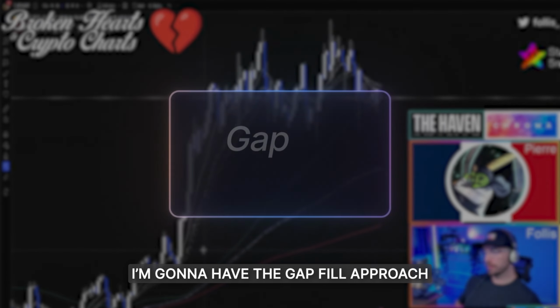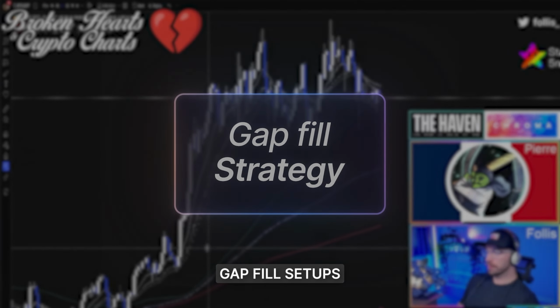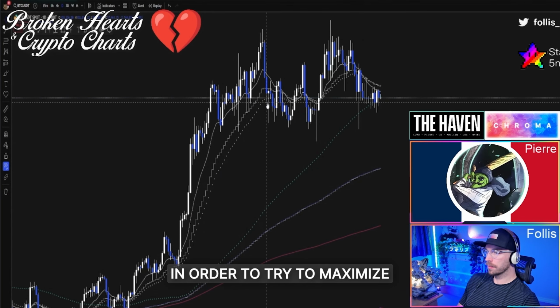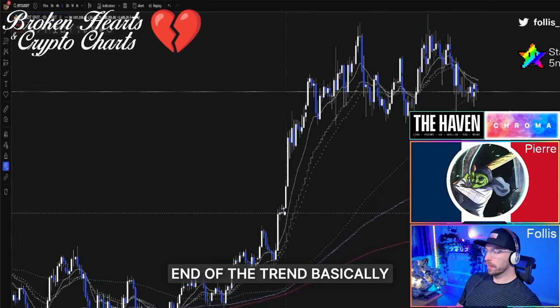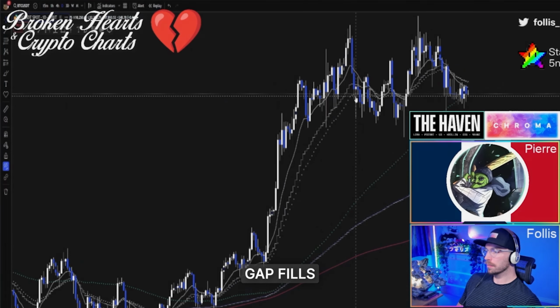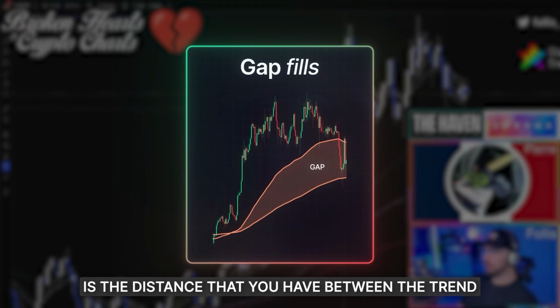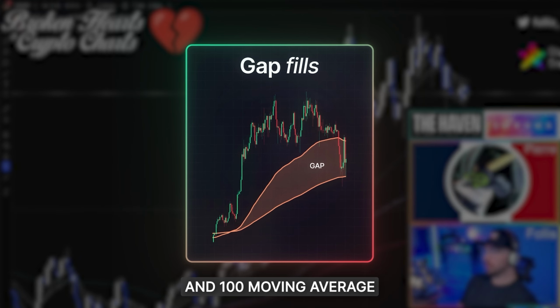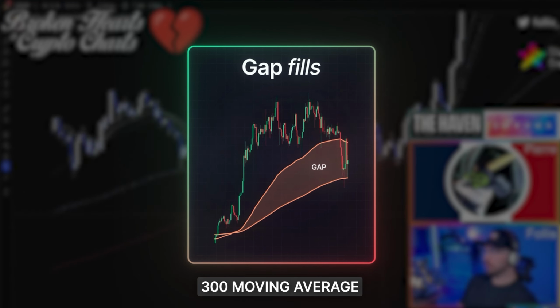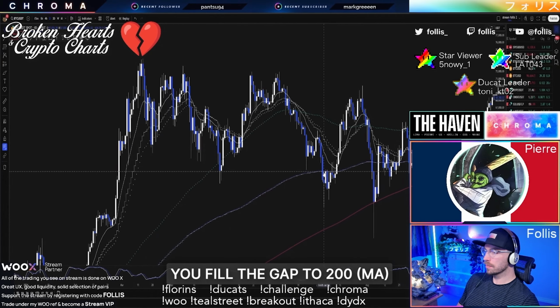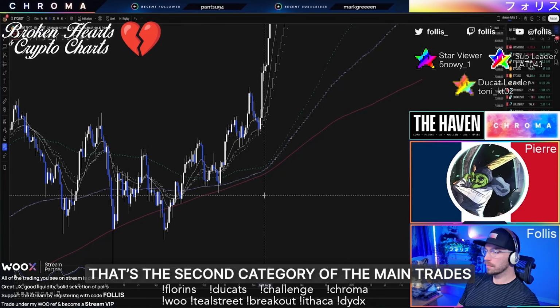I'm going to have gap fill approach, gap fill setups. That's whenever the trend breaks, in order to try and maximize the end of the trend, basically. And the main goal is to capture gap fills. What I refer to as gap fill is the distance that you have between the trend and 100 moving average, 200 moving average, 300 moving average. Like last year, for example, you lose the trend, you fill the gap to 100 MA, you lose 100 MA, you fill the gap to 200. That's the second category of the main trades.